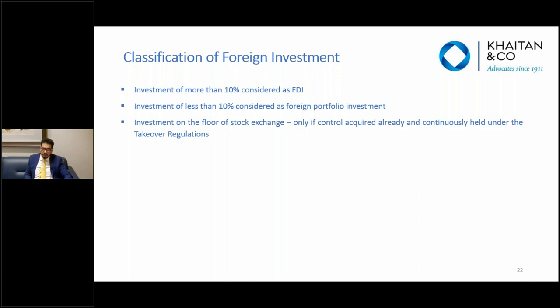So that's doable clearly. The next interesting issue that we've dealt with is, when are the situations where a non-resident shareholder can acquire shares on the floor of the stock exchange? We all know that one mode is if you are a foreign portfolio investor registered with SEBI. The second situation is if you have acquired control and happen to continue to have control in the listed entity, you could, as a non-resident investor, acquire shares on the floor of the stock exchange.